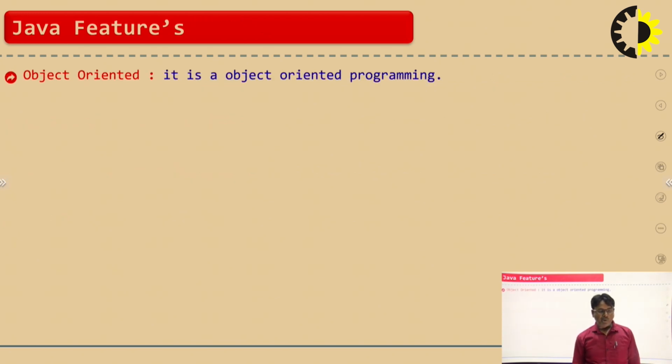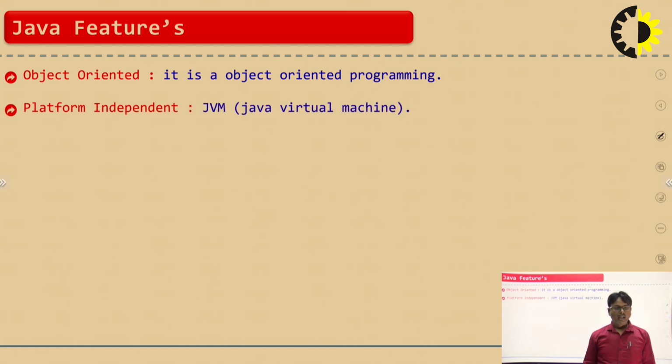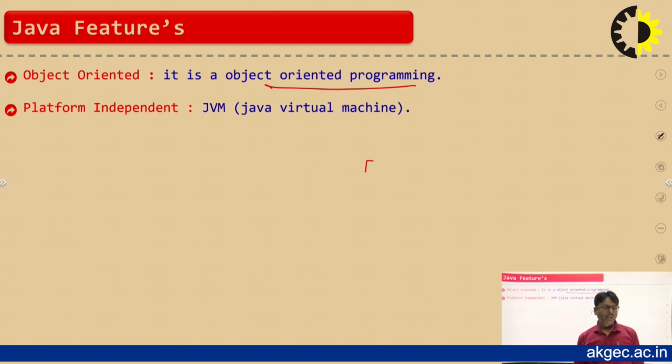Now, it is very important to understand what features Java holds. One is that it is object-oriented. Object refers to an entity, a real-time entity, and without a real-time entity, object-oriented concepts cannot be implemented in any programming language. Especially the Java programming language was introduced to understand these object-oriented programming concepts.